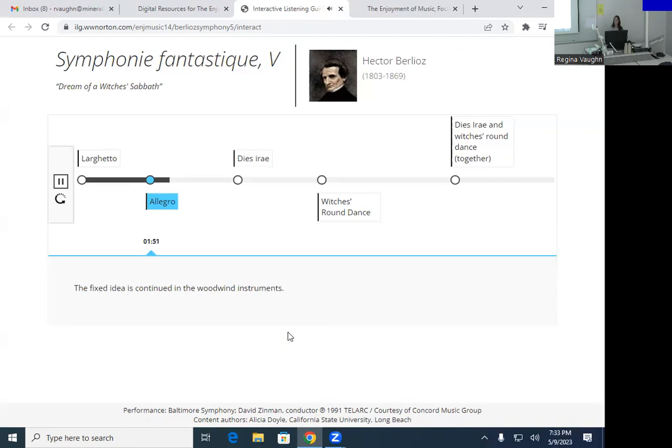So there's our Idée Fixe, but it sounds very different than it did before. Because remember, she has become one of the witches. This is going to lead us into the Dies Irae.